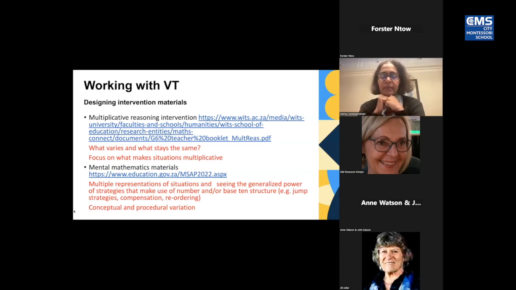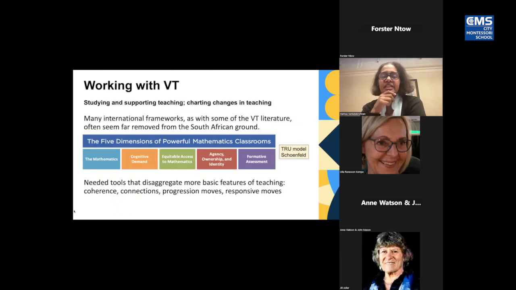So in that project, we think we've drawn out things like conceptual and procedural variation, which you've heard a little bit about, I know, in the earlier lectures in this series. So that's one way in which we've used and worked with variation theory. But what I'm going to focus on today is the second arm of our work with variation theory, and this is in terms of studying and supporting teaching.